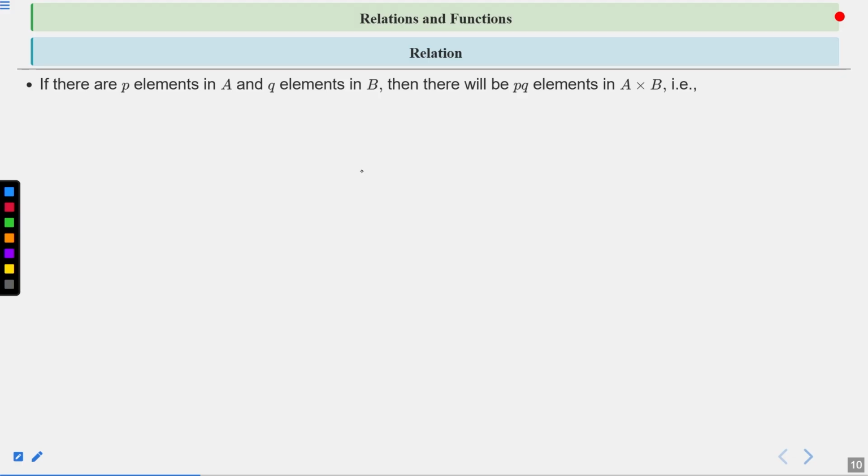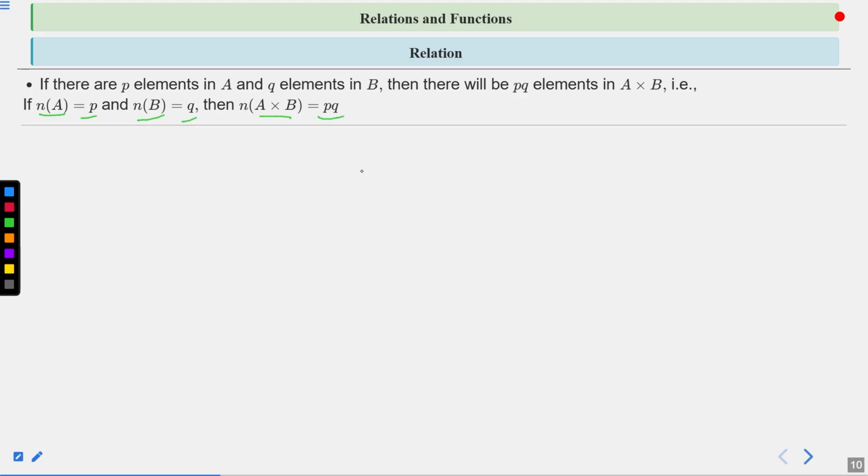Now relation. If there are p elements in set A and q elements in set B, then there will be pq elements in the Cartesian product A cross B. Meaning simply, let n(A) represent the number of elements in set A, p, and n(B) the number of elements in set B, q. So the total number of elements in the Cartesian product A cross B is going to be pq. Simple. By the very definition, you can verify that.